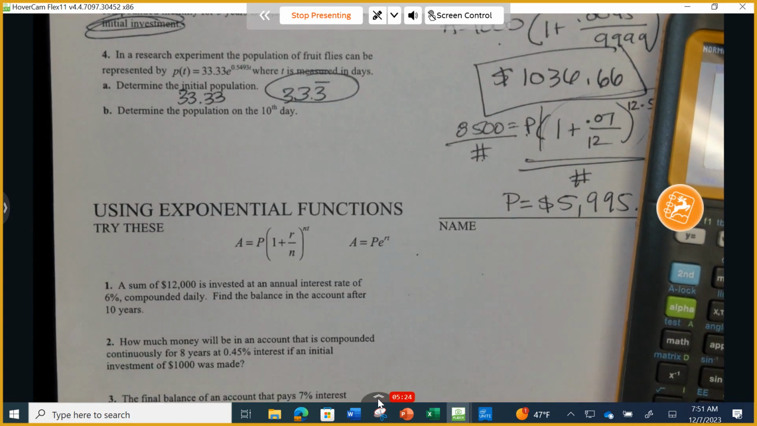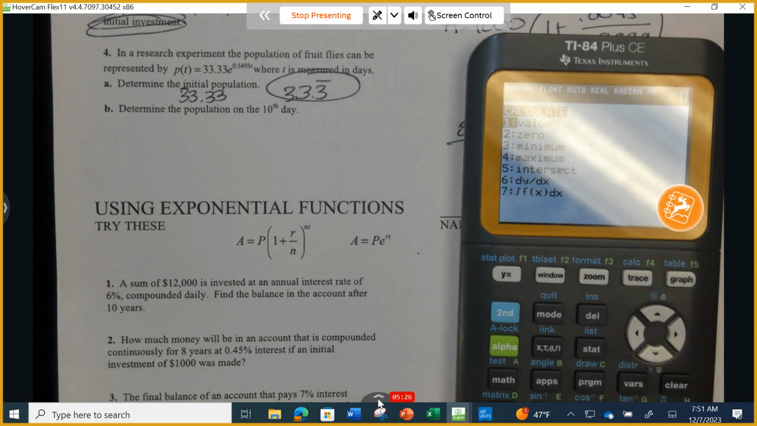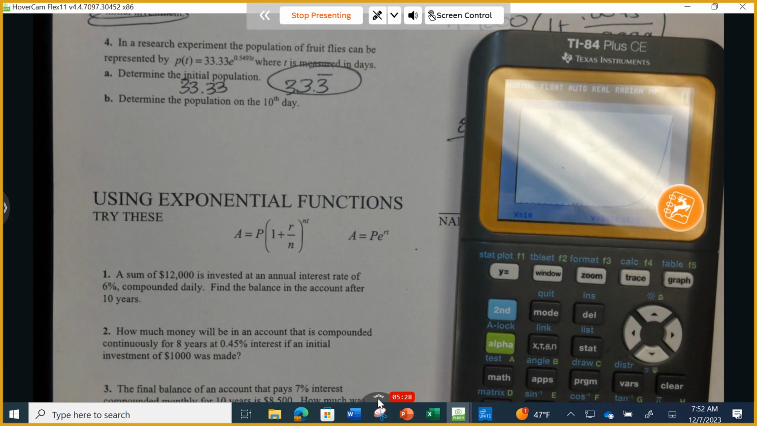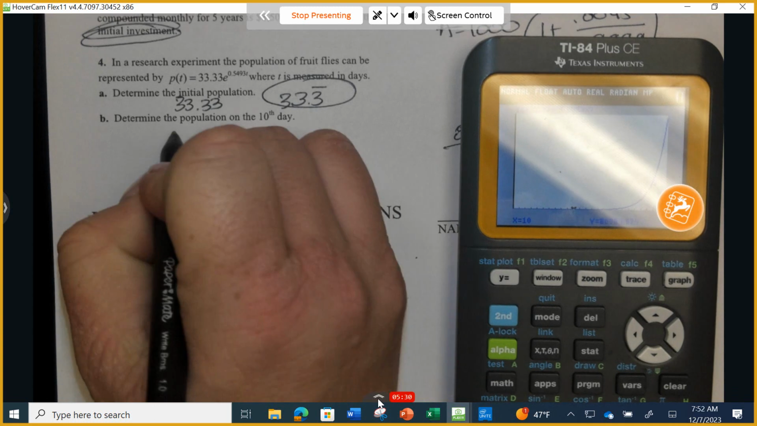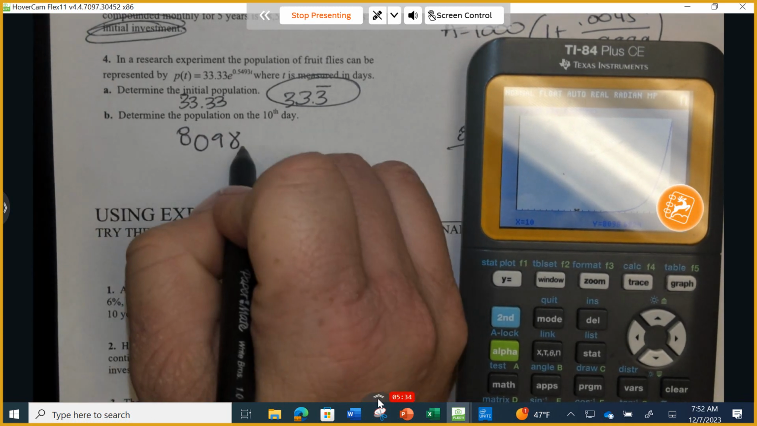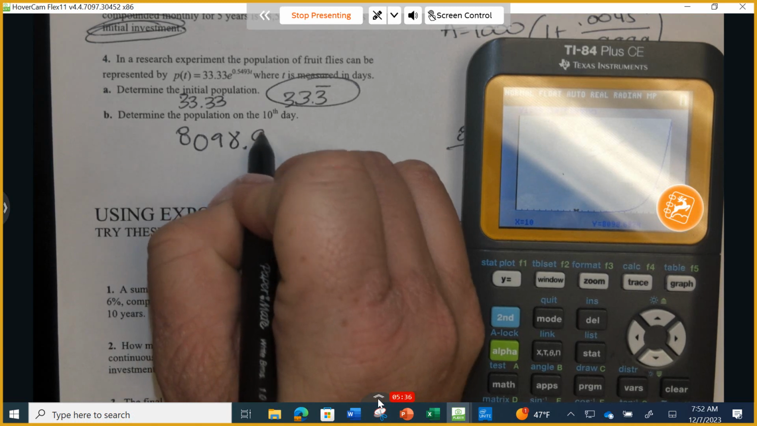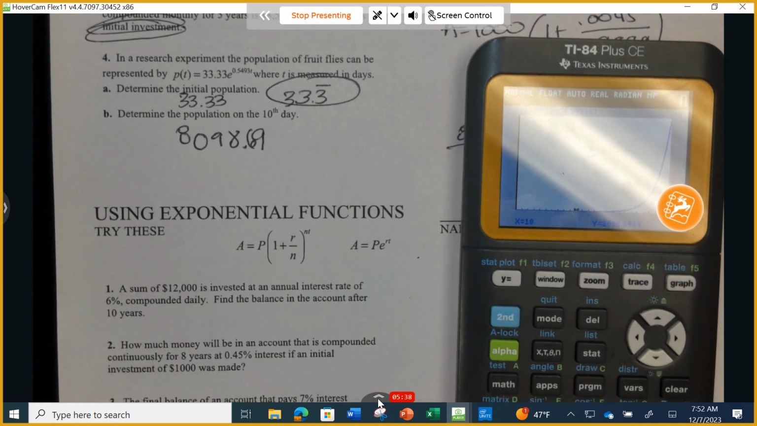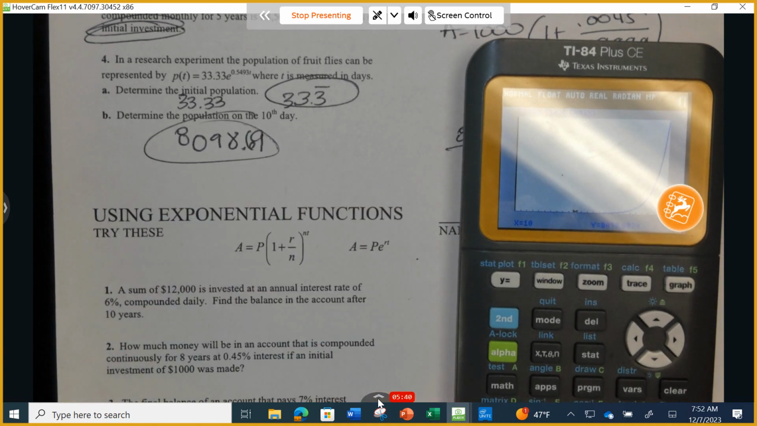That's my initial. Now on the 10th day, I'm going second trace, find the value, hit 10. And on the tenth day, we have 8,098, and he wants us to round to the nearest hundredth. I'll make sure that's known to you so you don't have to try to guess. 0.69 fruit flies. That is part B.